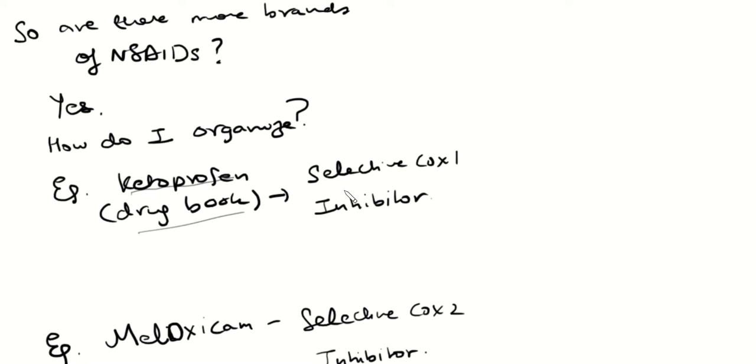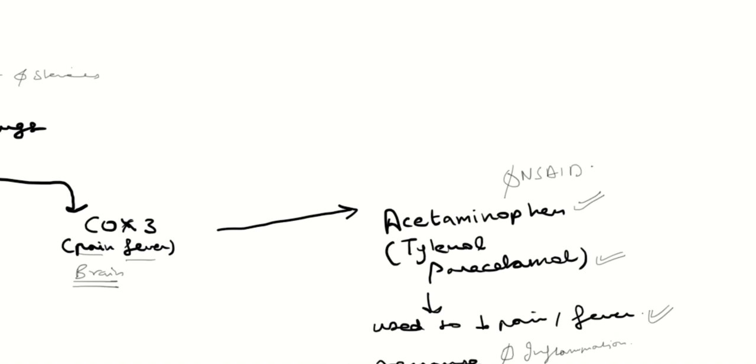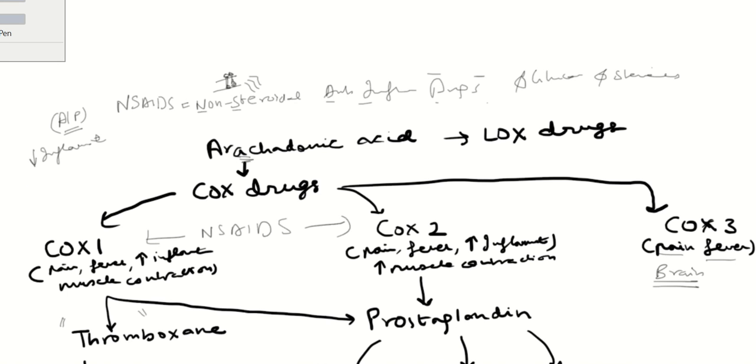Ketoprofen. Look in your drug book. It's a selective Cox-1 inhibitor. So what would it do to bleeding? Much more bleeding. It's going to decrease pain, fever, inflammation, right? It's going to have effect on kidneys. What about meloxicam? It's a selective Cox-2 inhibitor. This is going to predispose patient to more clotting. Again, decrease fever, pain, inflammation. Easy, right? Excellent.